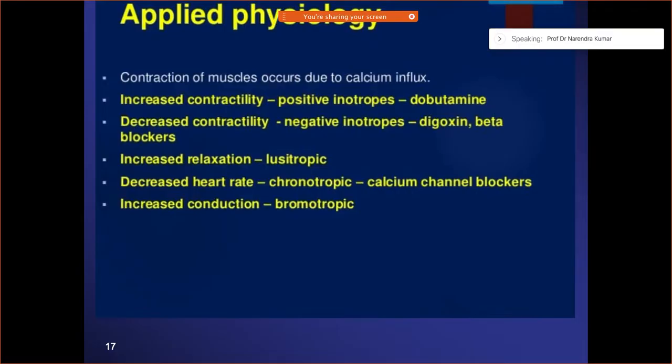Okay. Similarly, the increased relaxation is seen, what is called the lusitropic effect, and the decreased heart rate. Decreased heart rate is called the chronotropic effect. For example, using the calcium channel blockers or even the beta blockers as well. Similarly, what is called increased conduction? Increased conduction is called dromotropic. I think it's written wrong. It should be dromotropic. Okay.